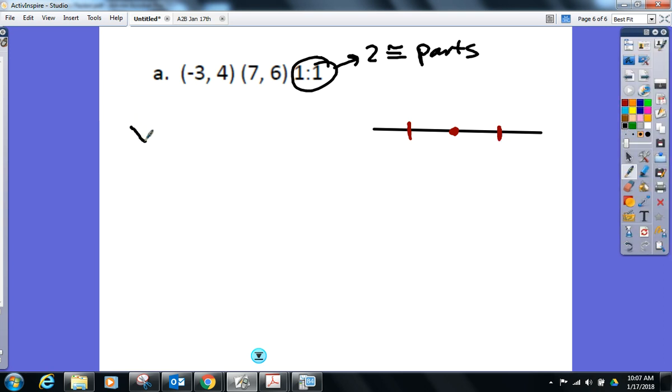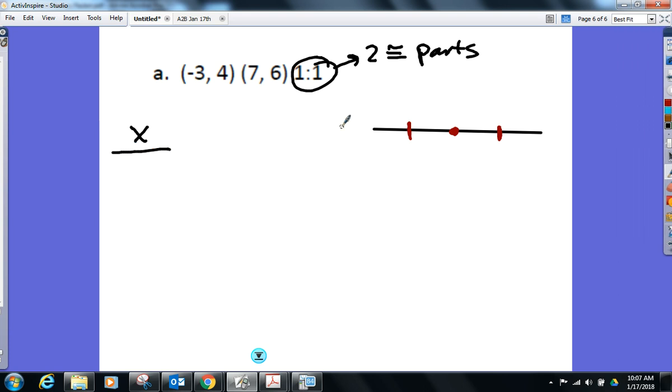So the first thing I'm going to do, and this would go for any ratio, just not 1 to 1, any ratio. So x coordinates, I start at -3 and I go to 7 on the x-axis. How many units am I traveling? 10. And you want to divide that 10 up into two equal parts, right? So I take the 10 divided by 2, and that tells me every time I go 5 units, I'm breaking it up.